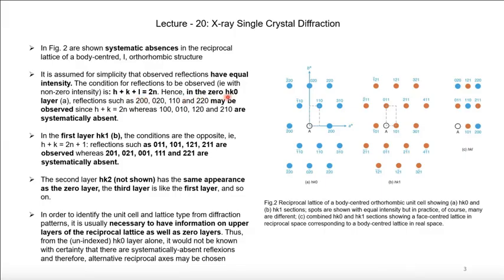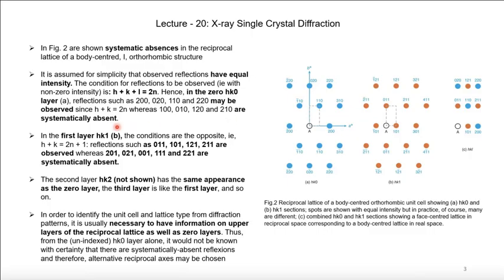Hence, in the 0 layer, this is the 0 layer, HK0, what you get is H plus K is equal to 2n. You can see in here we are always getting H plus K equal to 2n. And we will see that 1 0 0, or 0 1 0, or 1 2 0, or 2 1 0 are systematically absent.